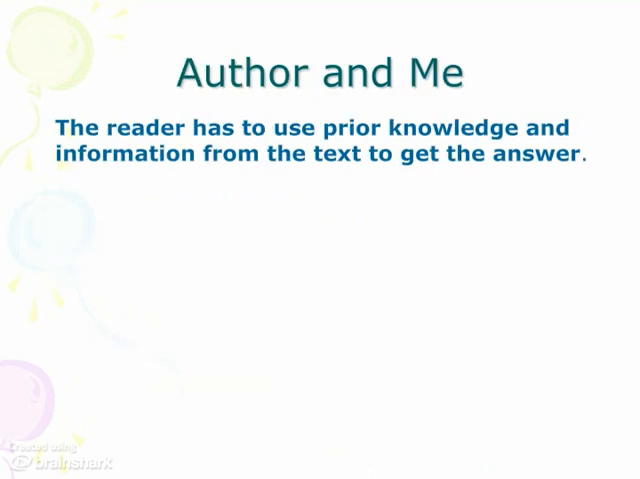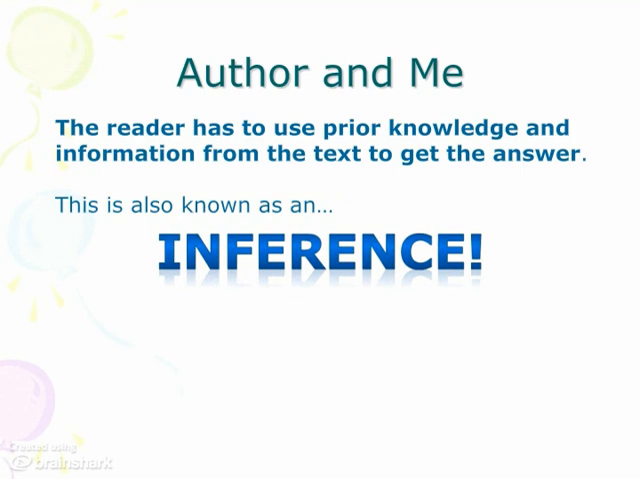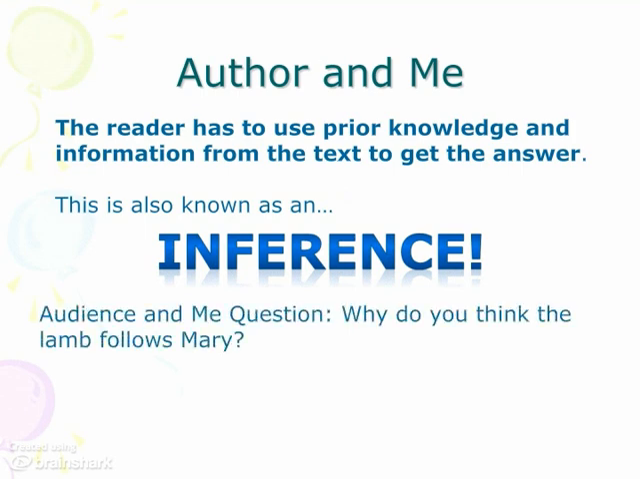Let's look at an author and me example. So remember, with an author and me, you're going to use your prior knowledge and information from the text, which is also known as an inference. So when we make inferences, we're using our prior knowledge and the text. Here's an example. So think about the text that we had before about Mary and the lamb. Why do you think the lamb follows Mary? Well, what would be your prior knowledge about an animal following another person? We know that the lamb is following Mary, so what's an inference that we can make about how Mary treats the lamb?